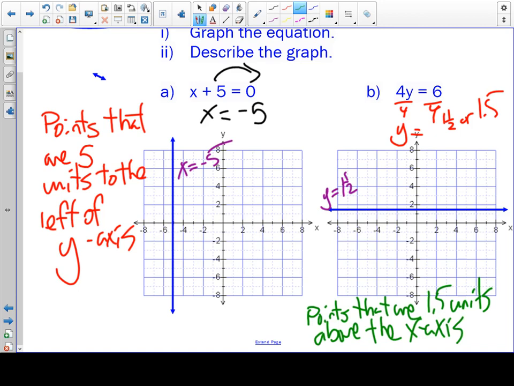So the graph obviously is the part that we play with the grid. We draw that nice straight line with our ruler. We label the equation of the line, and the description is what I just wrote in green. It's the collection of points that are 1.5 units above the x-axis. And we have one more example to do.